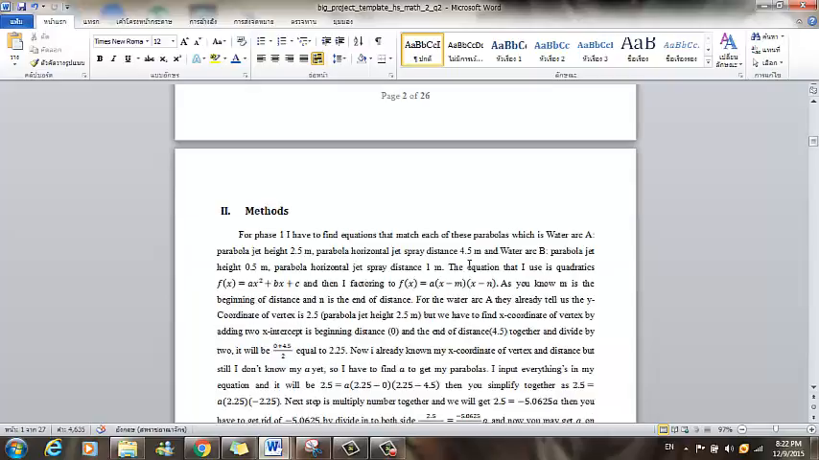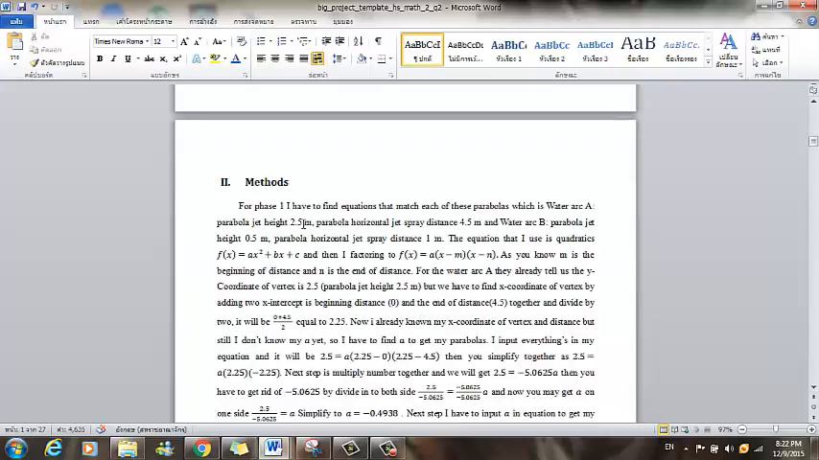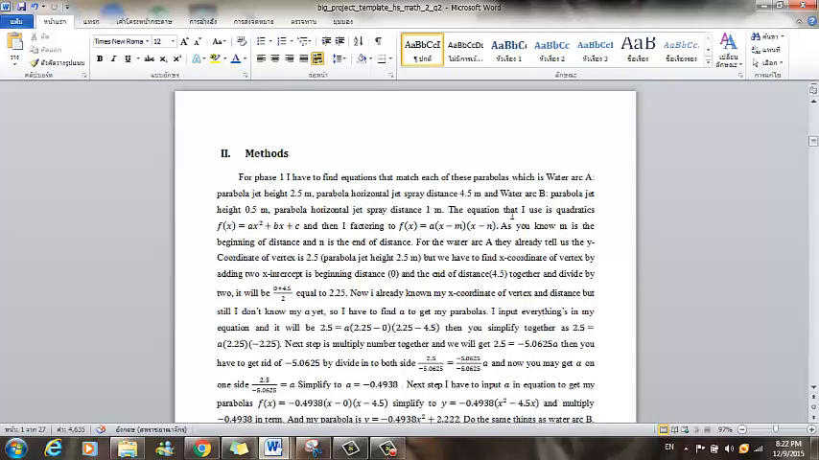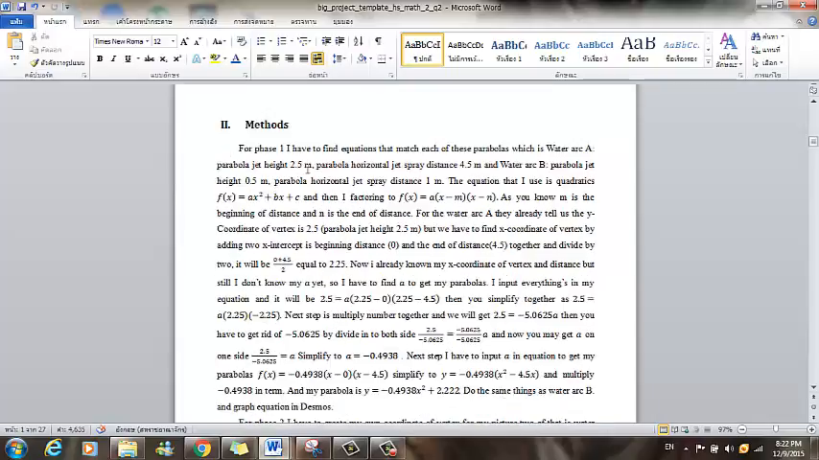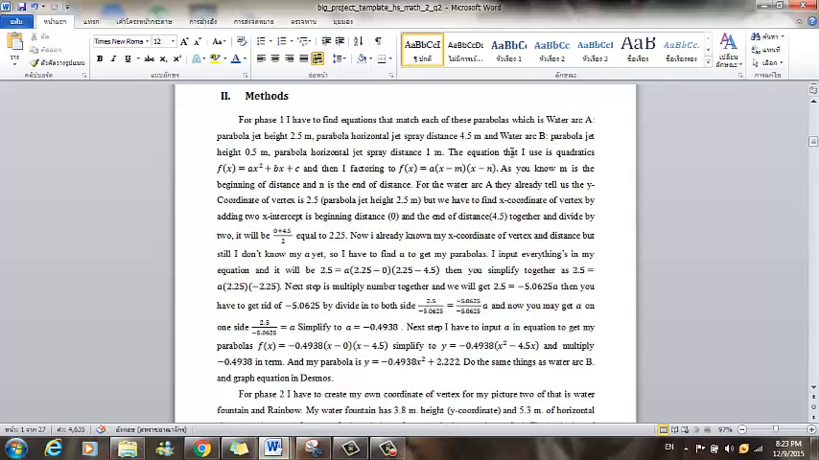This is my method. For phase 1, I had to find the equation that will match with parabola as I said, which is water arc A, the parabola height 2.5 meters, and the distance is 4.5 meters, and this is water arc B, parabola jet height 0.5, and the distance is 1 meter. The equation that I use, the quadratic equation, is this one.